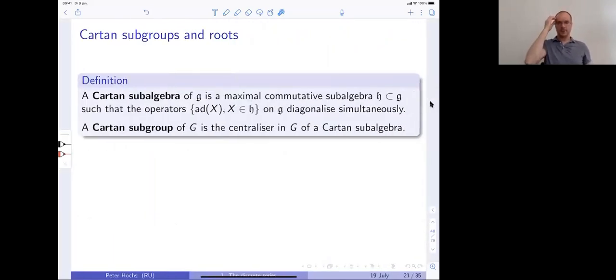Okay. Now, a Cartan subalgebra plays an important role in a lot of the structure theory of Lie algebras. It's a maximal commutative subalgebra, often called H, such that the adjoint operators, taking the bracket, the commutator with X, form a commutative family of operators on g that we want to diagonalize simultaneously. Then it's a Cartan. And if you have a Cartan subalgebra, a Cartan subgroup is the centralizer of that subalgebra in G. So all the group elements in G, the matrices in G, that commute with all the elements in H.